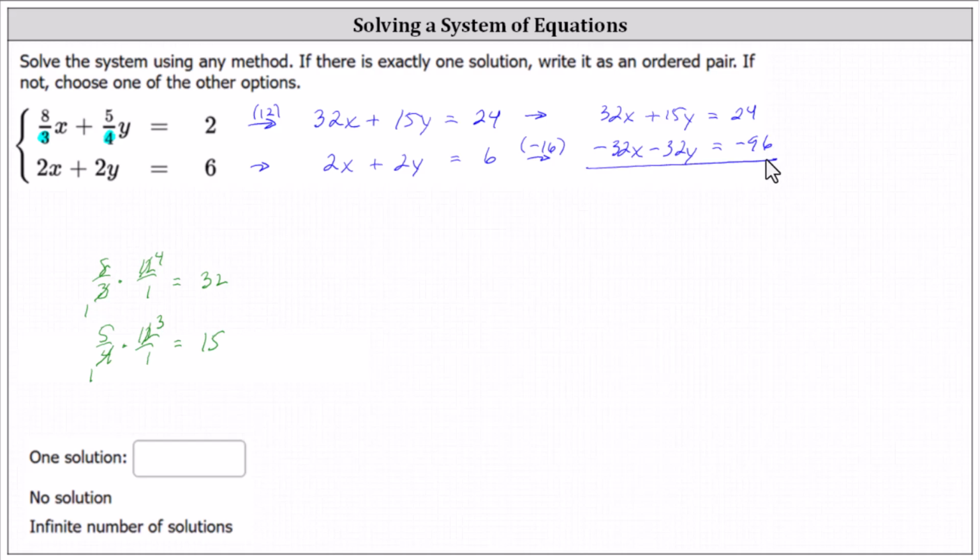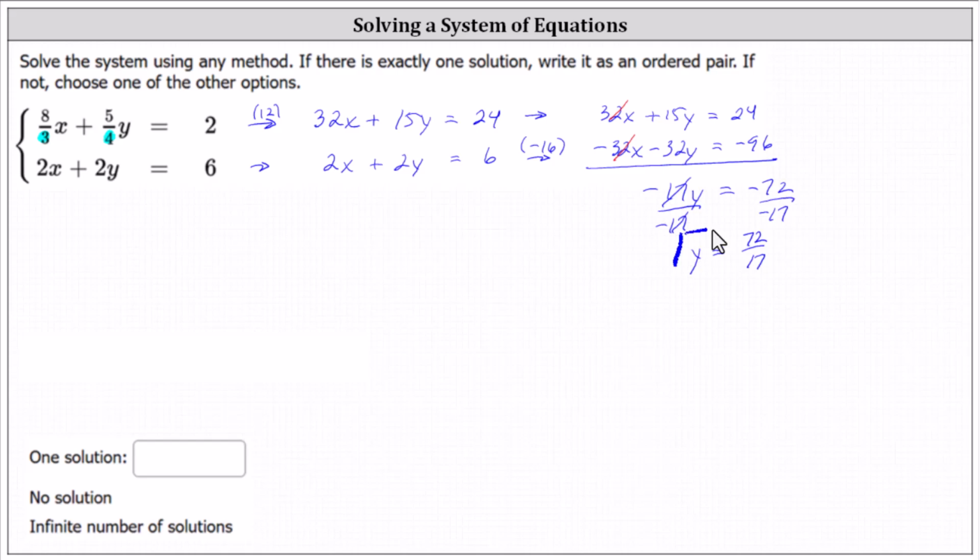And now we add the equations together. Notice 32x plus negative 32x is 0. 15y plus negative 32y is negative 17y, which is equal to 24 plus negative 96, which is negative 72. To solve for y, we divide both sides by negative 17. Simplifying, we have y equals positive 72 divided by 17. And now we need to perform back substitution to determine the value of x. We can use any equation with x and y. I'm going to go ahead and use this equation here, substitute 72 divided by 17 for y, and solve for x.